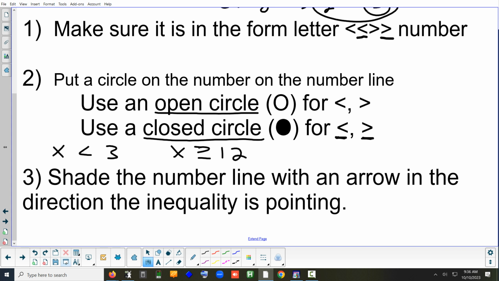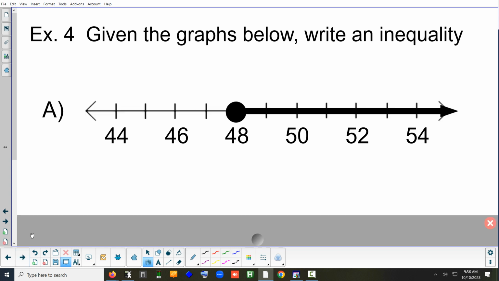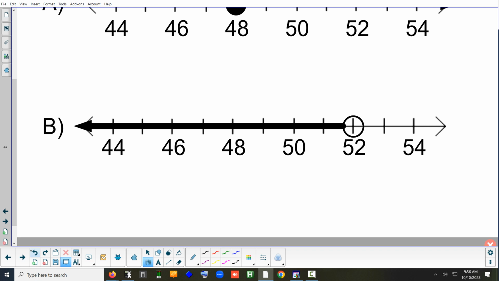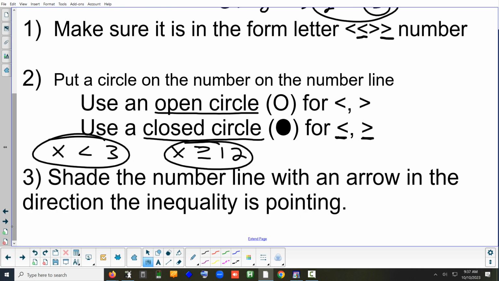So what we'll do, we're going to try a couple things. We're going to try one where I give you something like this, and then you graph it. And then we'll do the reverse. I'll give you the graph, and you're going to tell me the inequality. Okay, so just to make sure we know which one is which, that's an inequality. That's an inequality. That's a graph. That's a graph. Okay, all right, so let's try making a couple graphs.